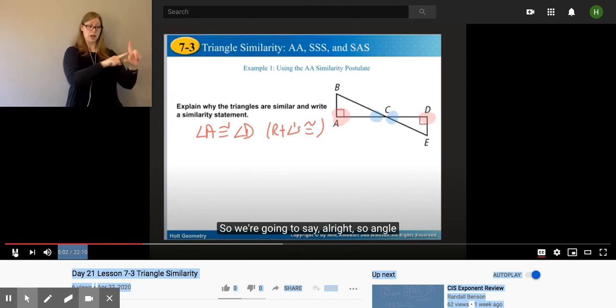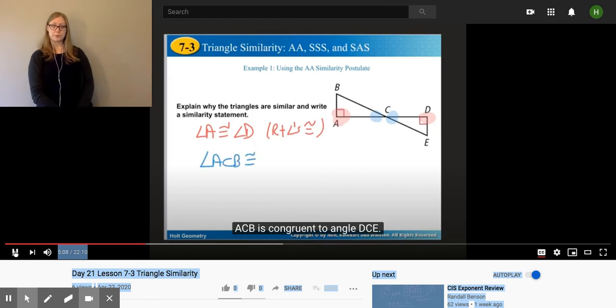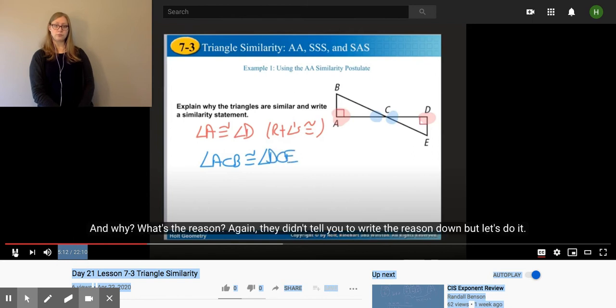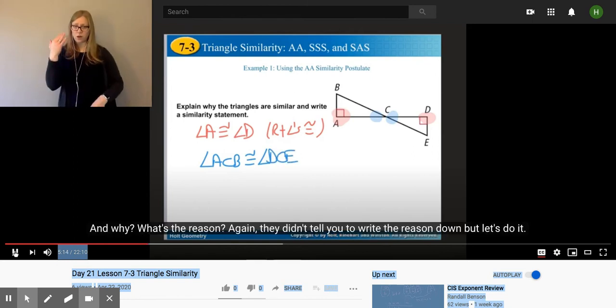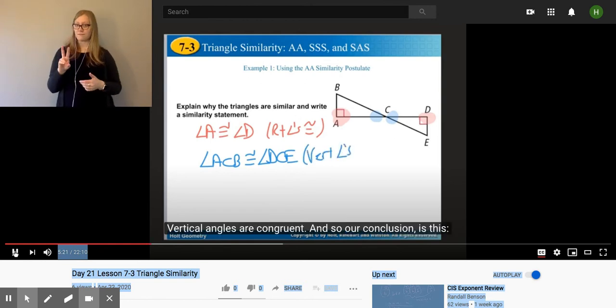So we're going to say, all right, angle ACB is congruent to angle DCE. And why? What's the reason? Again, it didn't tell you to write the reason down, but let's do it. Vertical angles. Vertical angles are congruent.